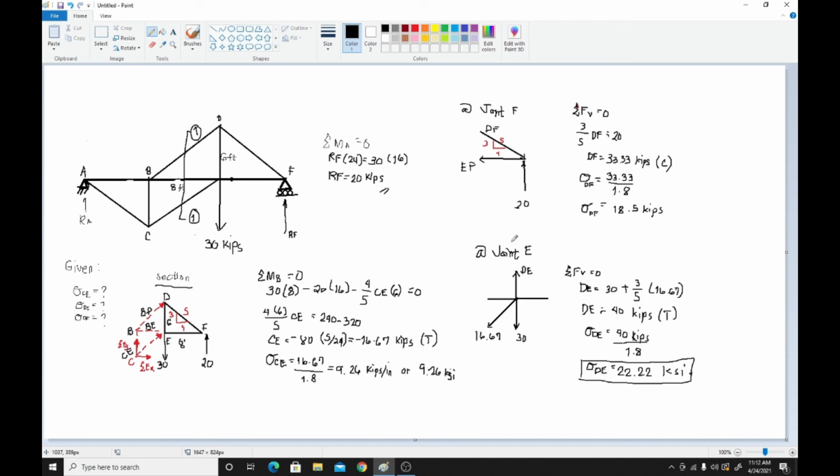Okay, so these are the answers for the stresses CE, DE, and DF. The stress for CE is tension, the stress for DF is compression, and the stress for DE is in tension. So this is how we evaluate the actual stress on a member.